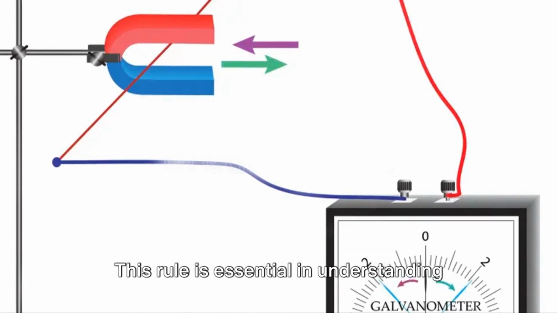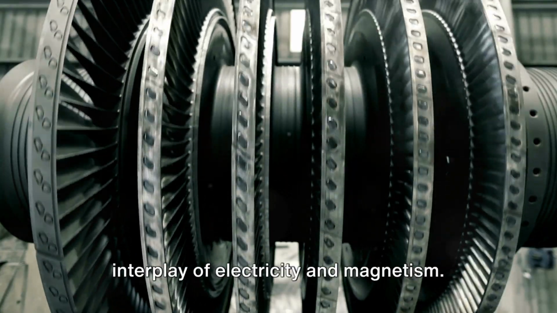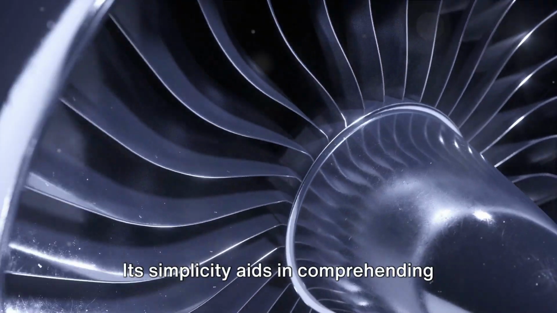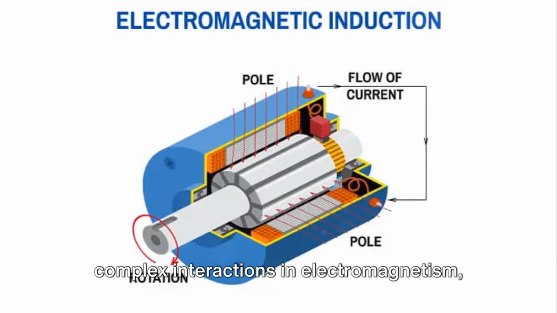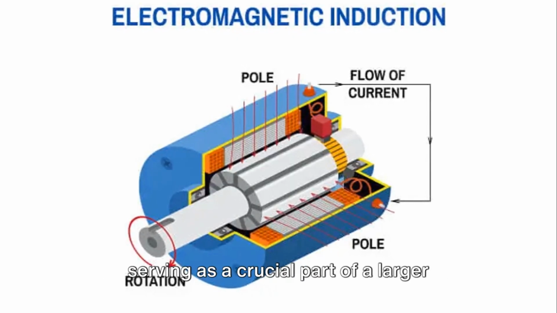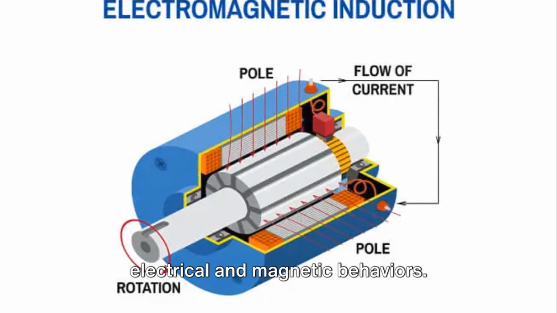This rule is essential in understanding the workings of generators and the interplay of electricity and magnetism. Its simplicity aids in comprehending complex interactions in electromagnetism, serving as a crucial part of a larger framework of principles and laws governing electrical and magnetic behaviors.